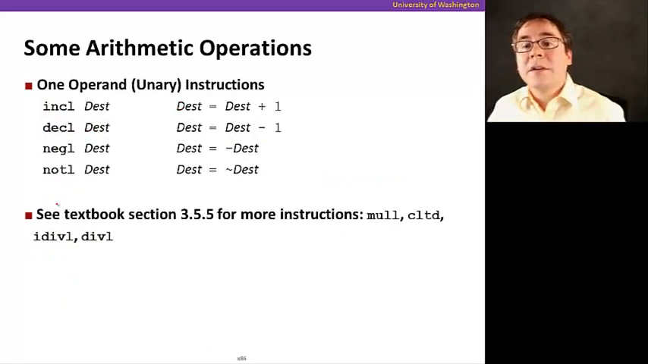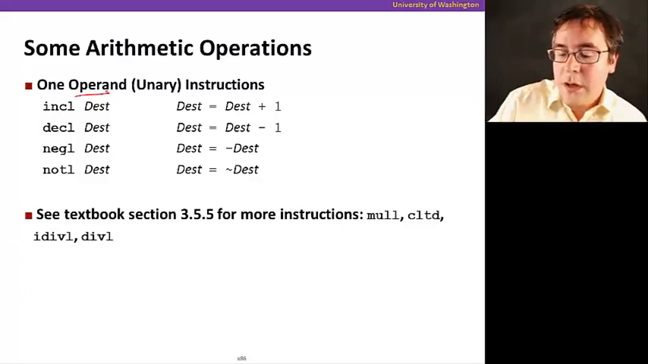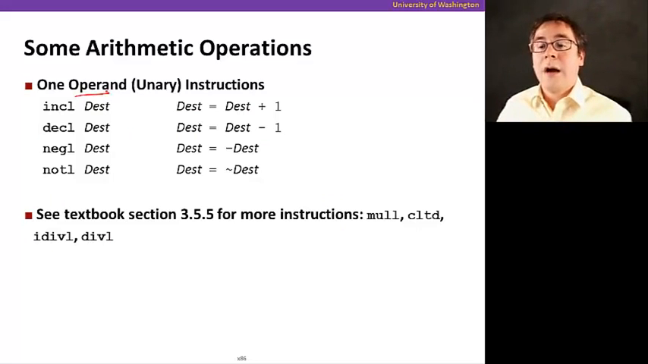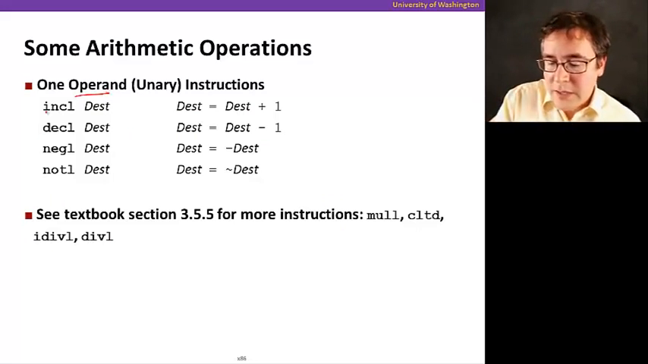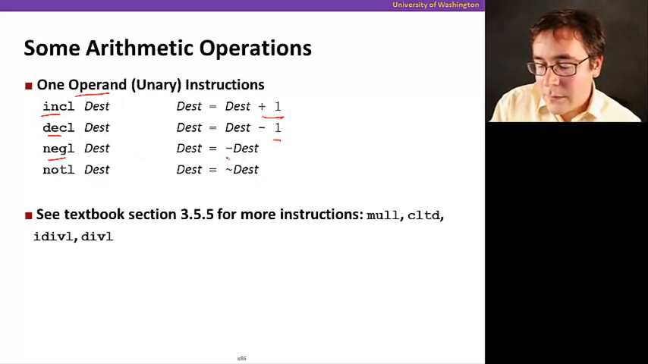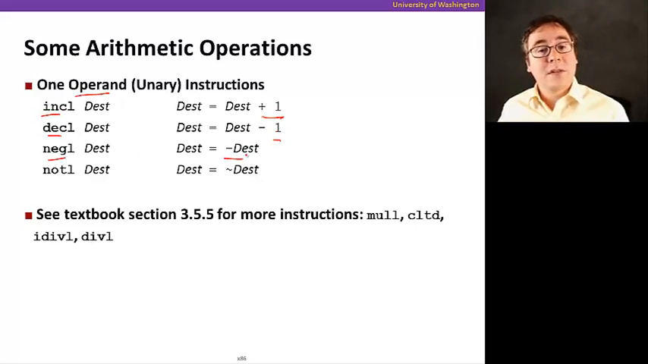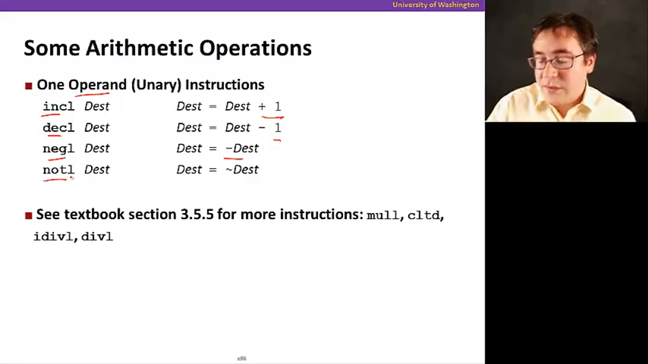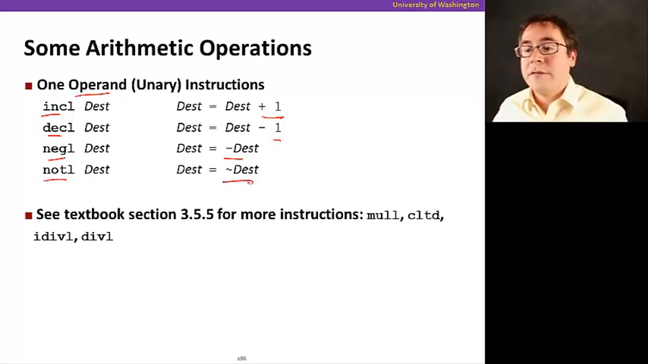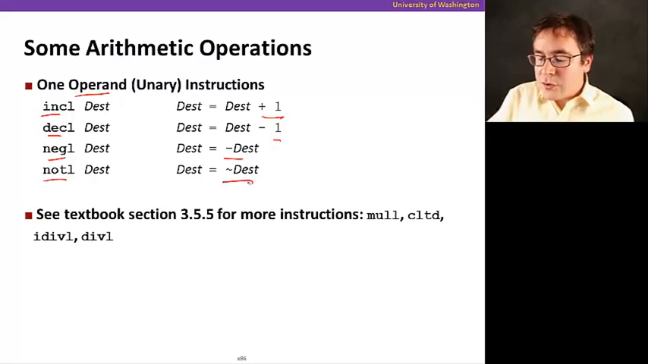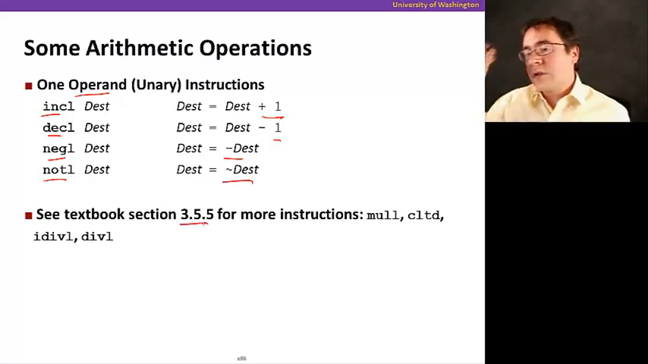Here are some other arithmetic operations. These are unary instructions because they take a single operand. INC just increments by 1, DEC decrements by 1, and NEG just changes the sign. And NOT is just a bitwise not of the contents of the register. Now you should look at the textbook for more instructions like mul, division, and so on.